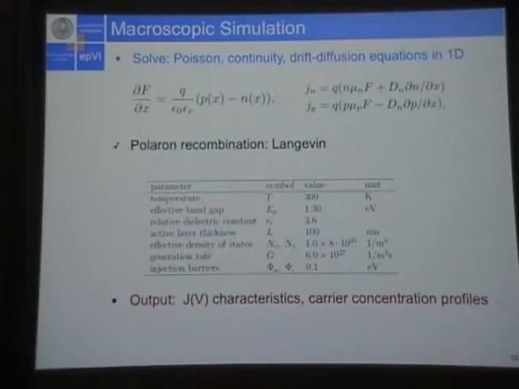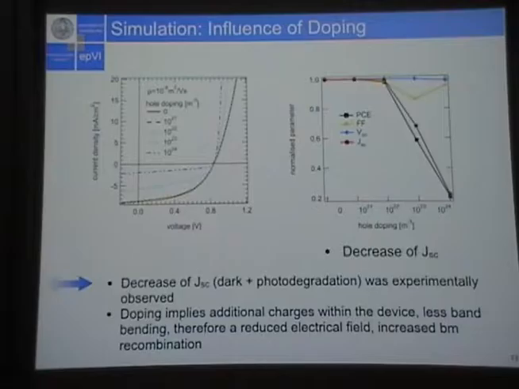The parameters of the simulation are shown here, so we use a kind of effective medium, so polymer-fullerene blends with a band gap of 1.3 and this effective dielectric constant, and the rest is also self-explanatory. Well, if you look at the IV curves obtained by solving this system of equations as a function of hole doping, you see actually a very similar curve. We saw this curve in the beginning of my talk, actually a decrease of the short-circuit current, the same.